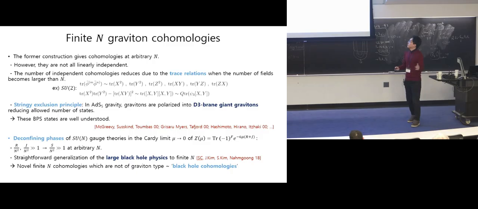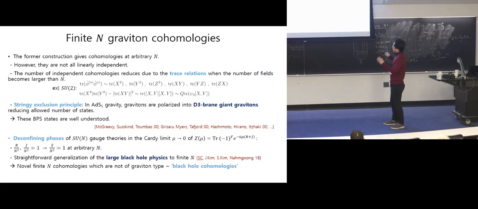However, if you move on to the finite n, as I said, the formal construction gives cohomologies at arbitrary n, but the thing is that they are not all linearly independent. The number of independent operators reduces due to the trace relations when the number of fields becomes larger than n, basically due to the Cayley-Hamilton theorem. So in SU(2), I think you have already seen this equation, but if you multiply trace x squared times trace y squared, you can see that actually this is equivalent to the square of trace xy.